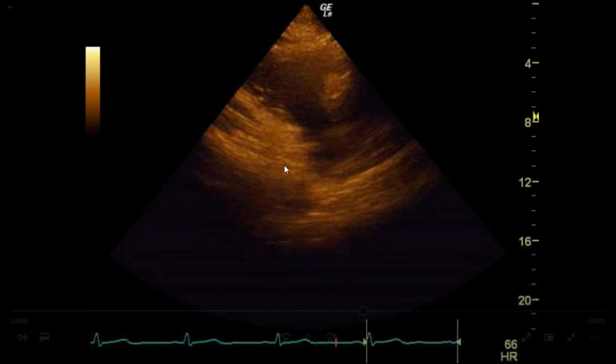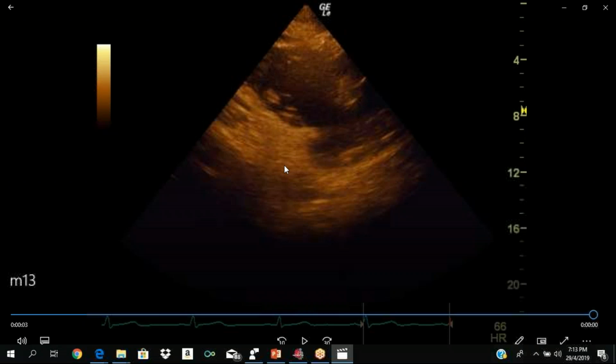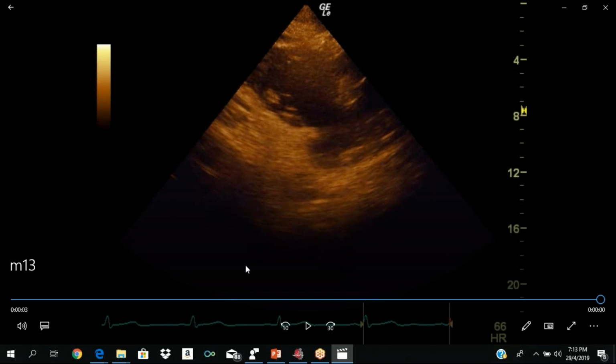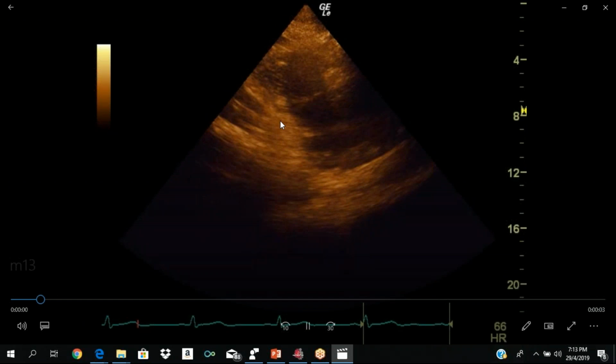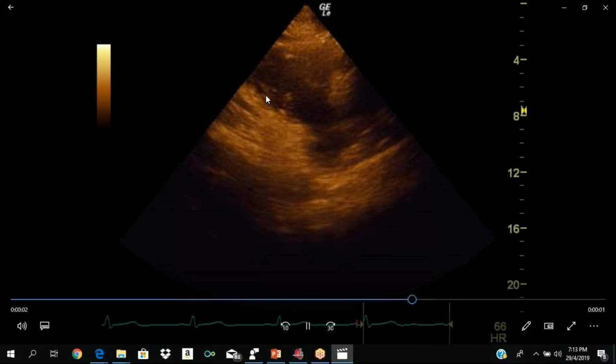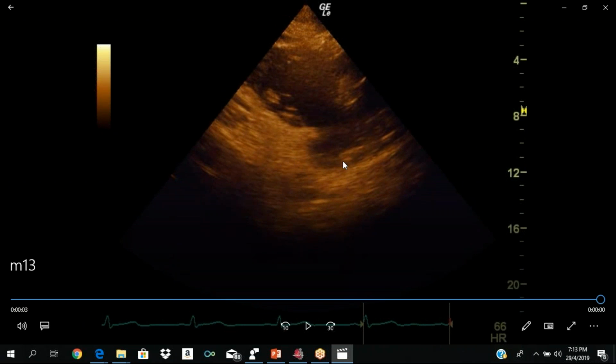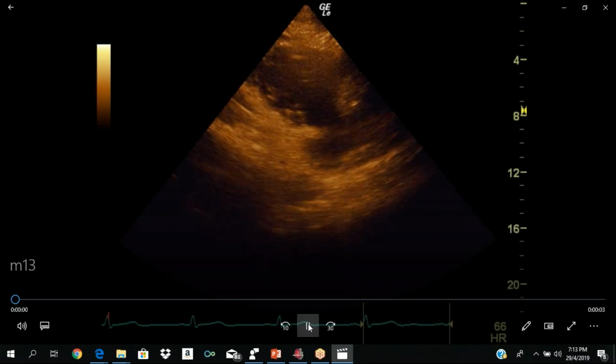So this is your right ventricular inflow view. Of course your right ventricle is on top, the right atrium is below. This is the tricuspid valve, the posterior leaflet, and the anterior leaflet.